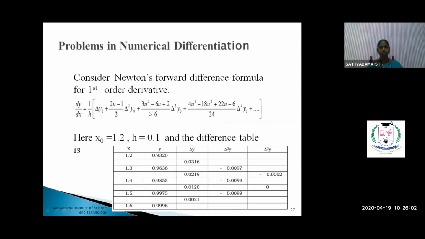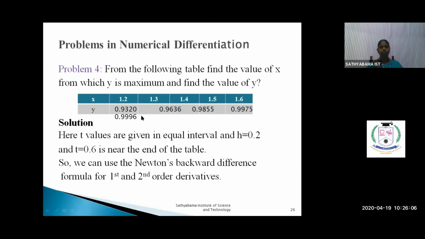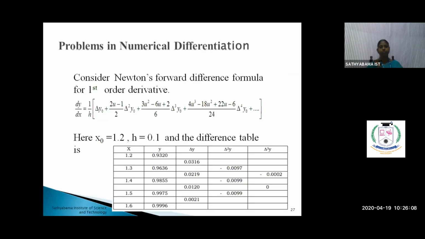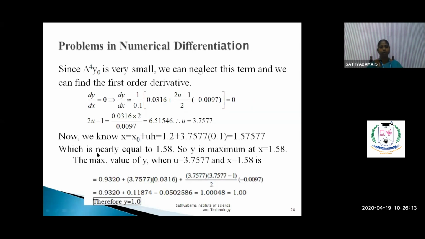Again, the same formula. Which formula? Newton's forward differences interpolation formula is what we want to find. So this is that interpolation formula: y naught plus u by 1 factorial into delta y naught plus u into u minus 1 by 2 factorial into delta square y naught plus so on.